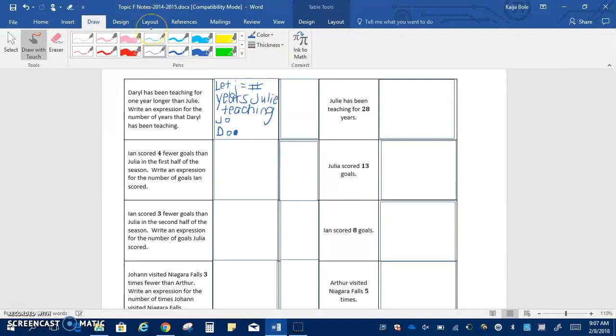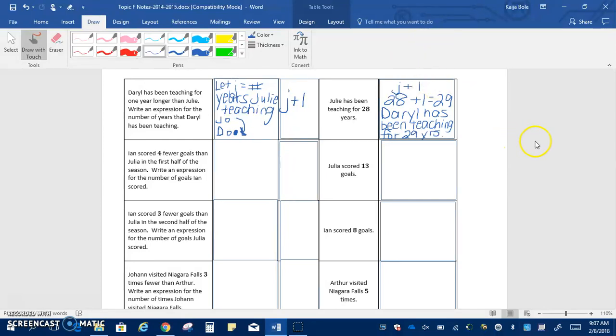And we want to know how to get from Julie to Daryl. So to get from Julie to Daryl, that means we have to add 1. So we're going to have J plus 1 over here. And now they told us Julie has been teaching for 28 years, so we take our J plus 1, we put in our 28 for J plus 1, and that equals 29. So to answer our question, we would say Daryl has been teaching for 29 years.